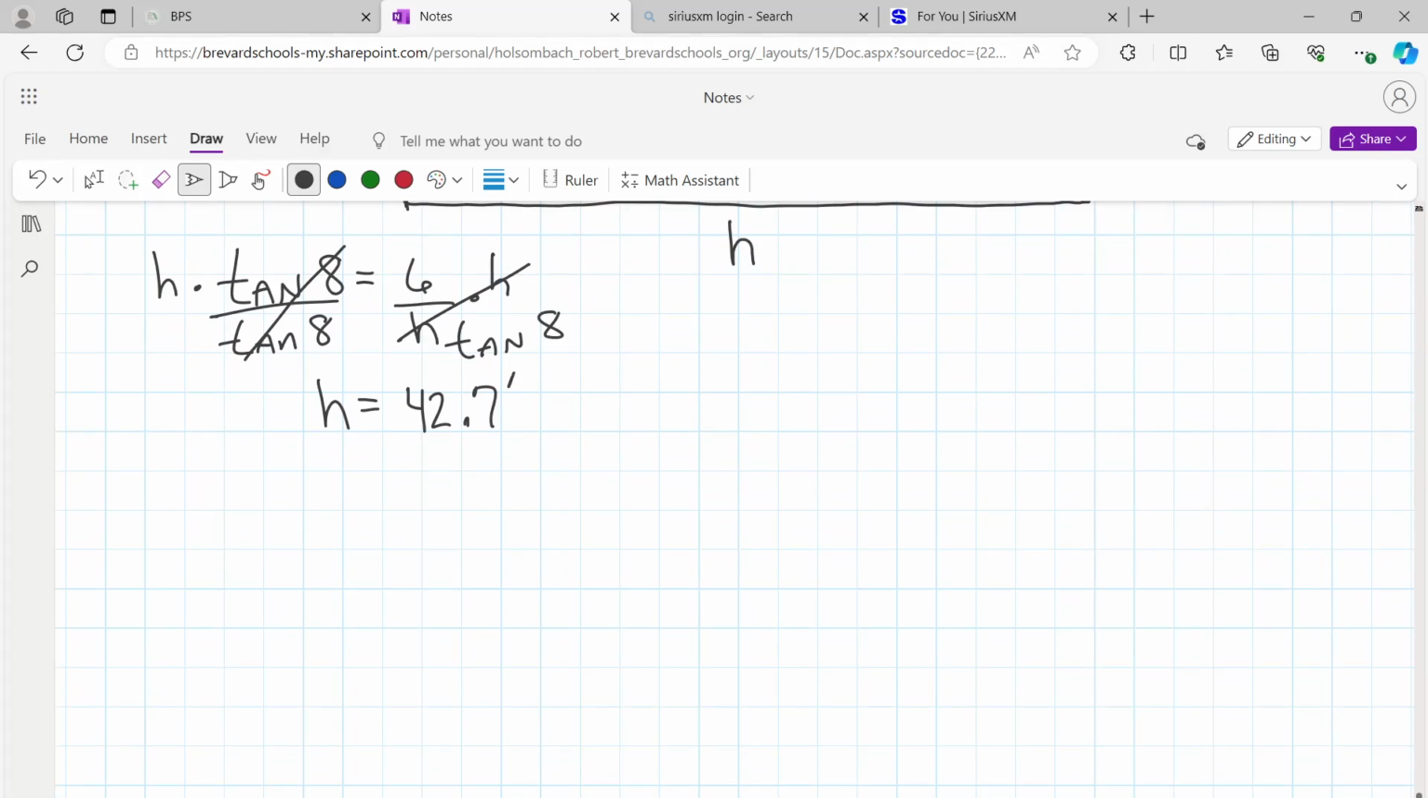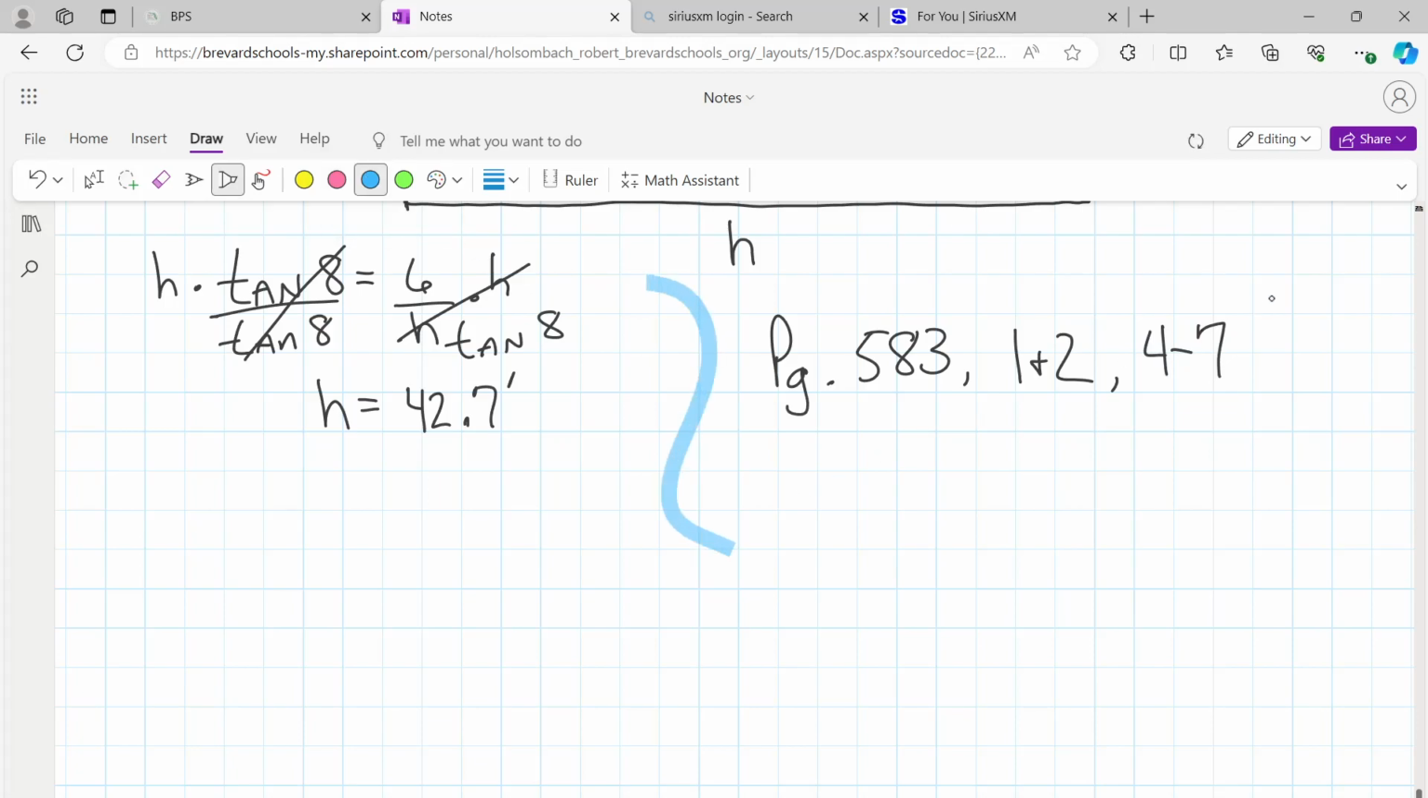All right, your practice today will be on page 583. Problems 1 and 2, and then 4 through 7. Make sure you're checking your odd answers in the back of the book. And if you need any help drawing the diagrams, come see me and I'll help you get the problem set up.